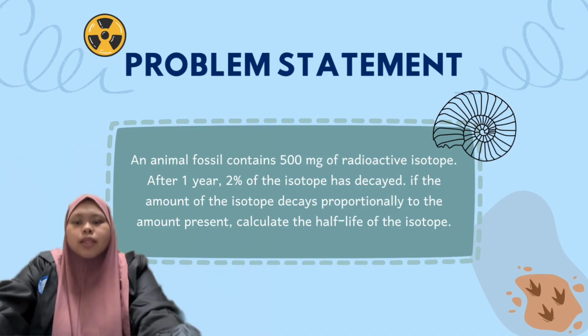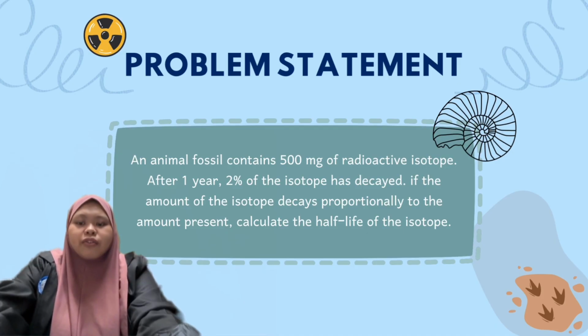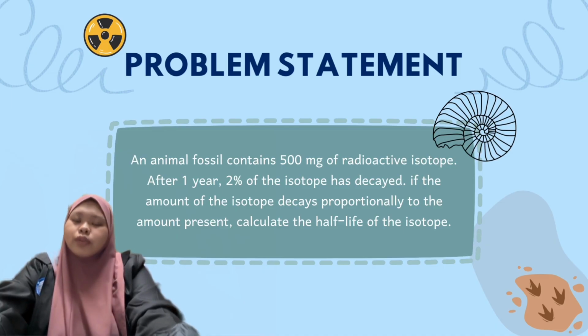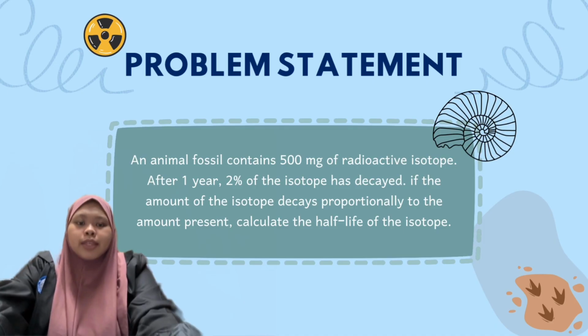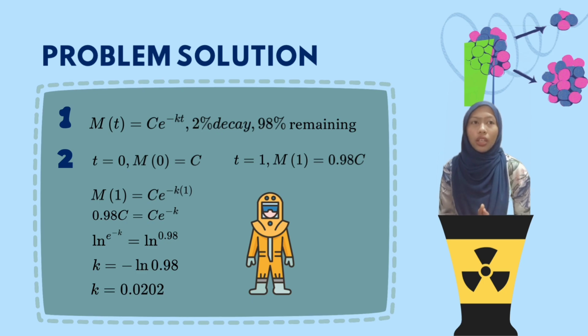An animal fossil contains 500 mg of radioactive isotope. After 1 year, 2% of the isotope has decayed. If the amount of the isotope decays proportionally to the amount present, calculate the half-life of the isotope. So, we can see the solution. Let's understand what the question is telling us. We are given a situation where 2% of the substance decays every year. That means every year 2% is lost, so 98% of the substance remains, because the decay depends on how much is present. This situation is best modeled using an exponential decay formula.